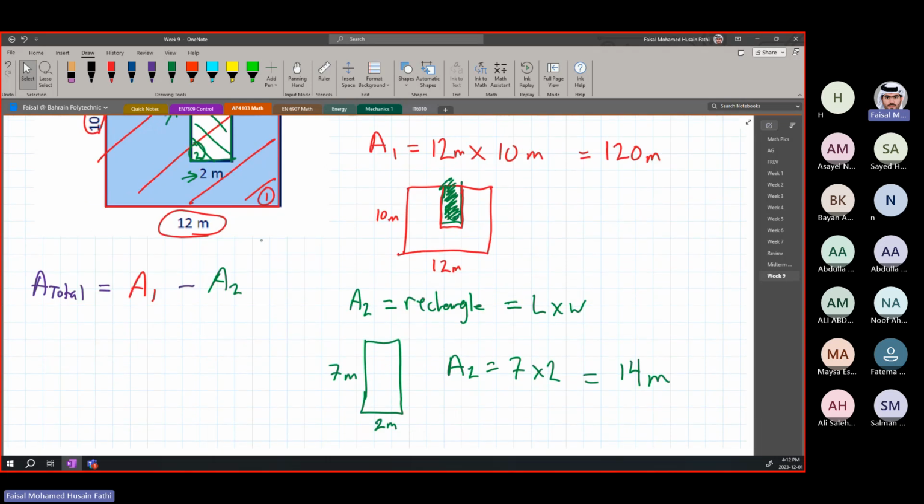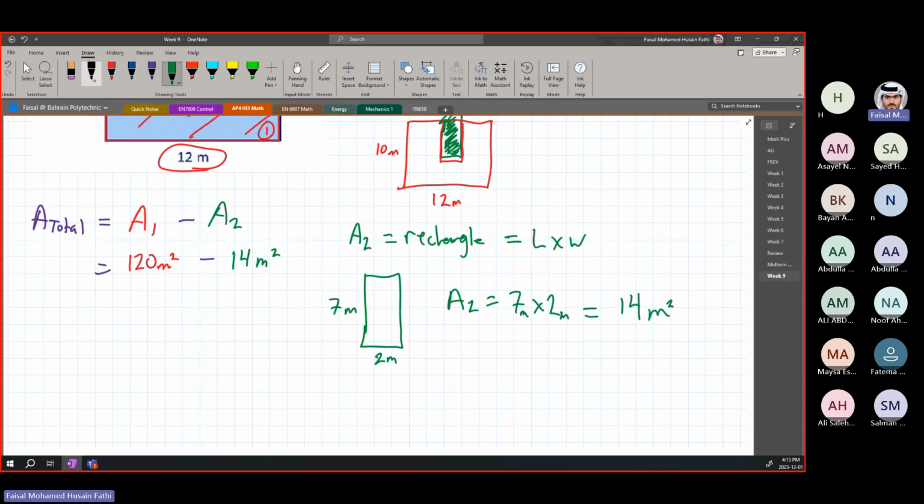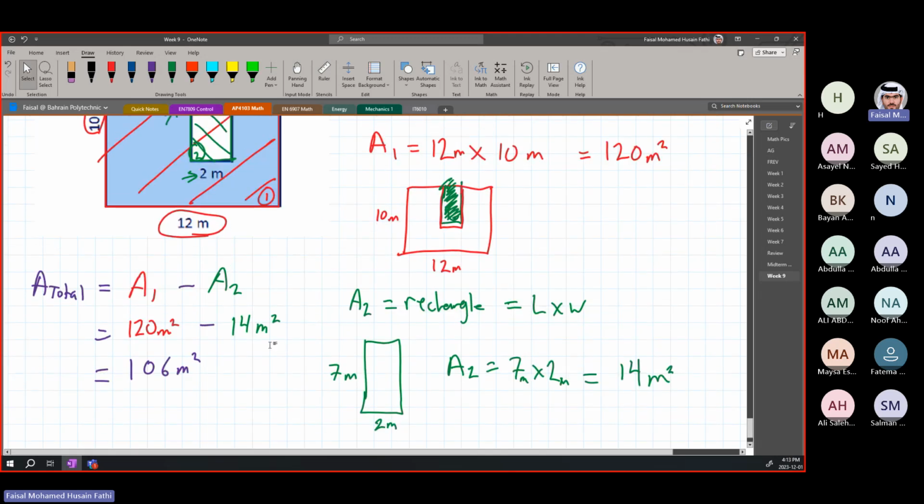So A1 minus A2. We know that A1 is equal to 120 meters squared, again squared. This is 7 meters times 2 meters, so it's squared. 120 meters squared minus 14 meters squared is equal to 106 meters squared. And that's it. We found the total area.